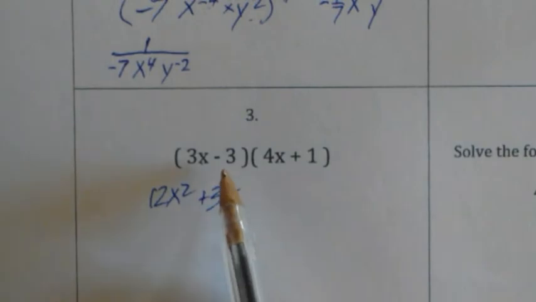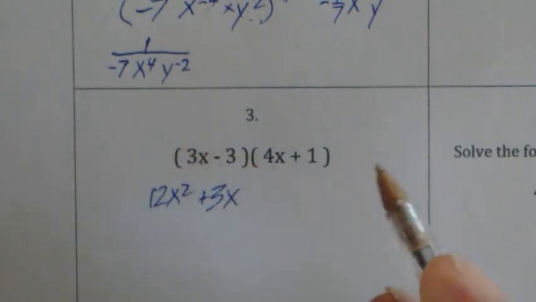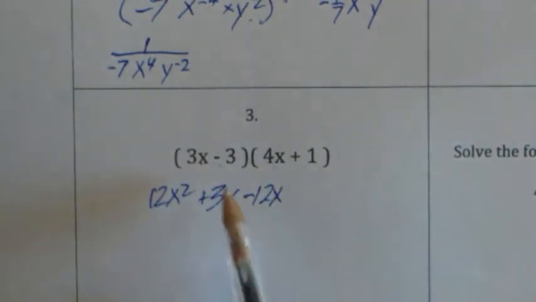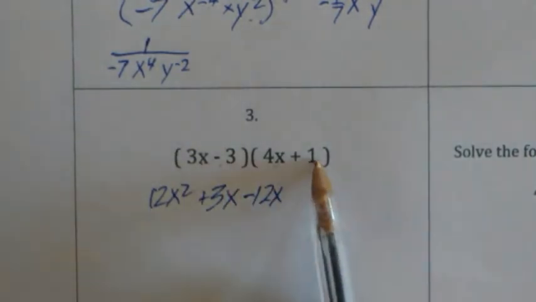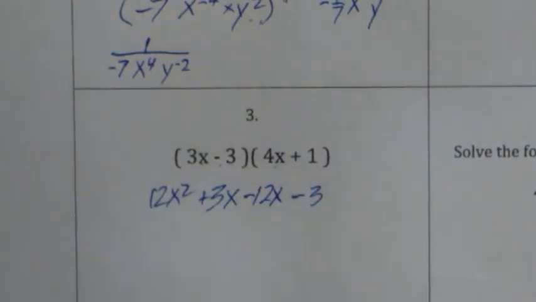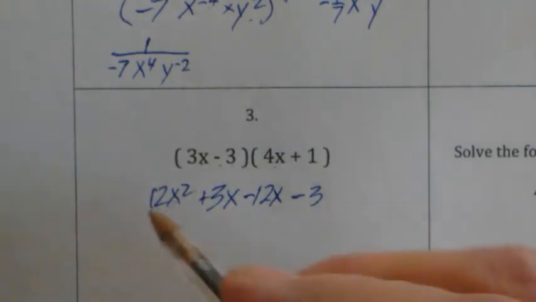Now you take the second term. Minus 3 times 4x is minus 12x. And then finally the second term times the second term over here. Minus 3 times plus 1 is minus 3. Are we done? No, we got an x squared and we got a 3, but we got 2 terms that have x, so we can combine them.